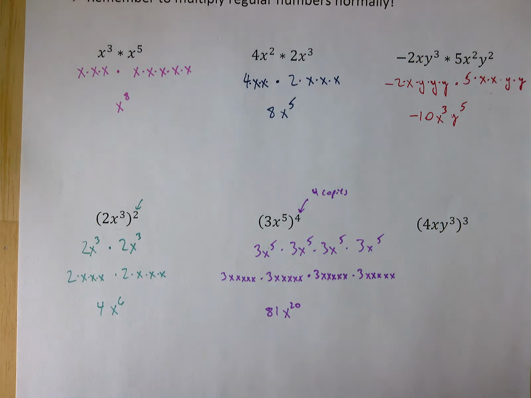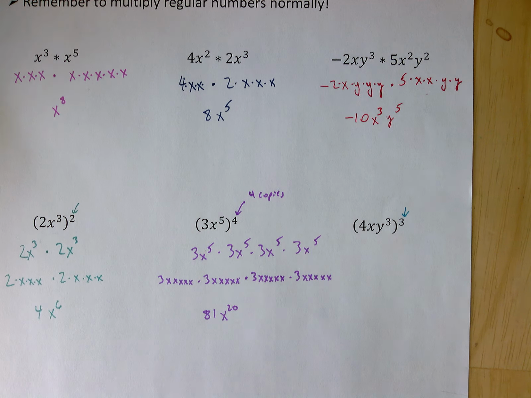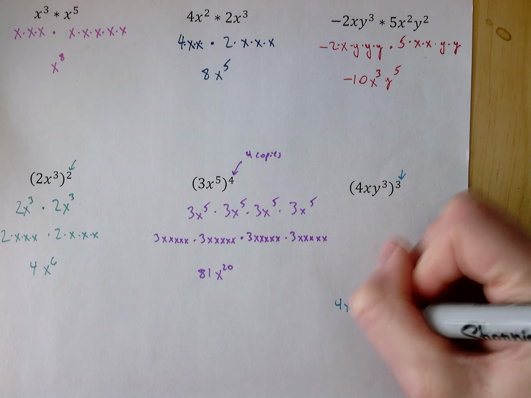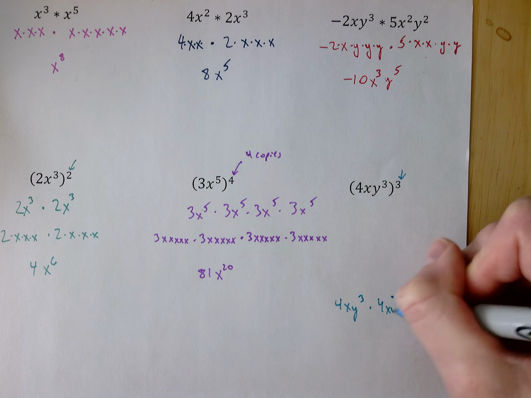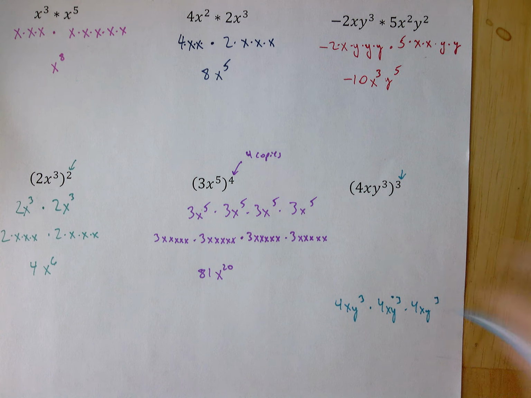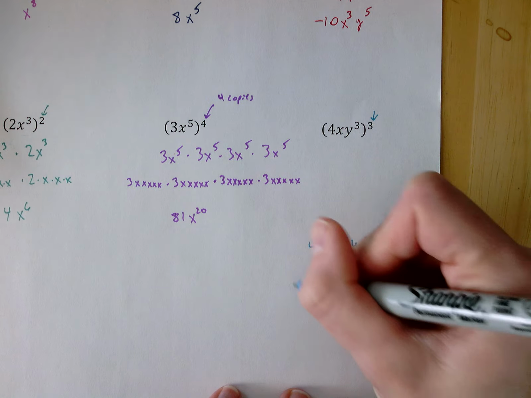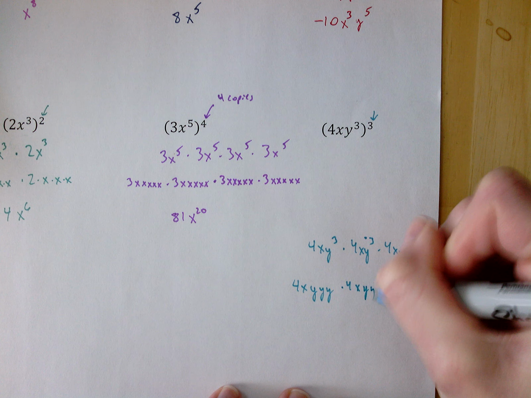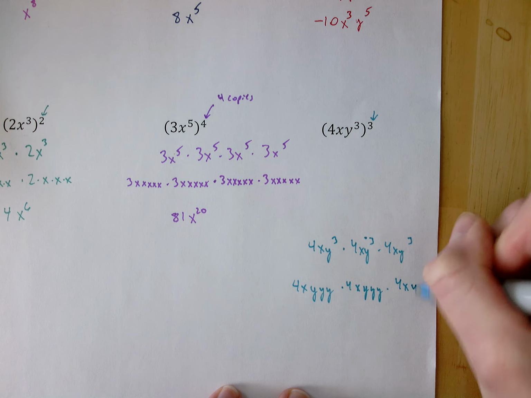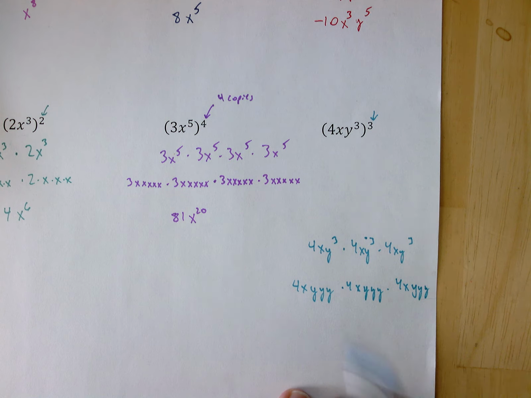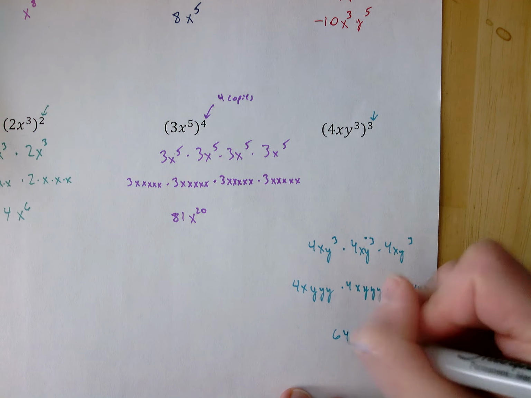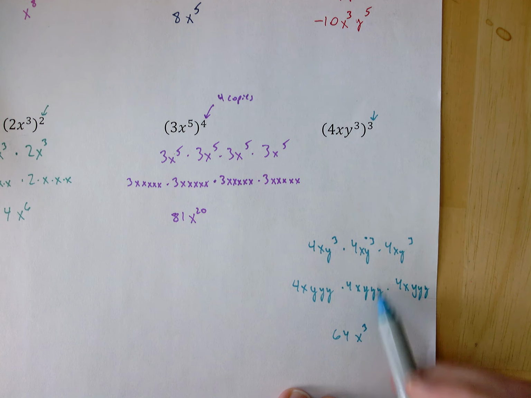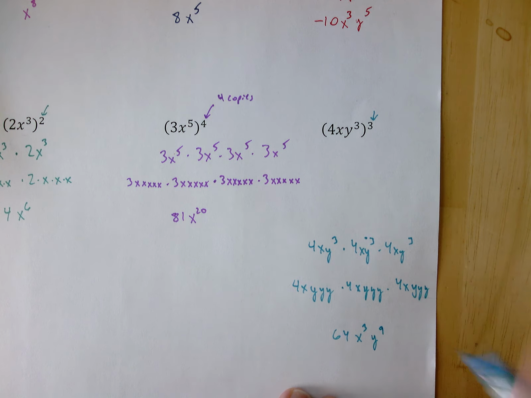Okay, last problem. This 3 on the outside means you've got 3 copies. I'm going to come down here and do this so I have a little more room. This means I have 4xy cubed times 4xy cubed times 4xy cubed. So I've got a 4 and an x with 3 y's, and then another 4 and an x and 3 y's, and then another 4 and an x and 3 y's. When I multiply this all together, 4 times 4 times 4 is 64. And I've got 1, 2, 3 x's. And then 3, 6, 9, there's 9 y's altogether. And that's it.